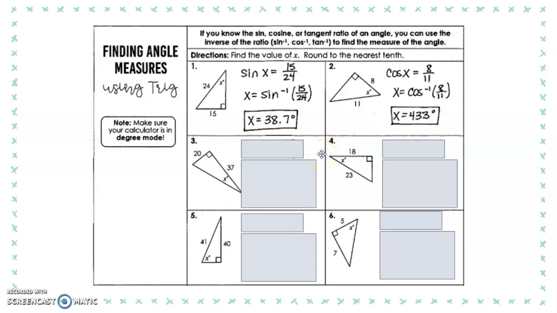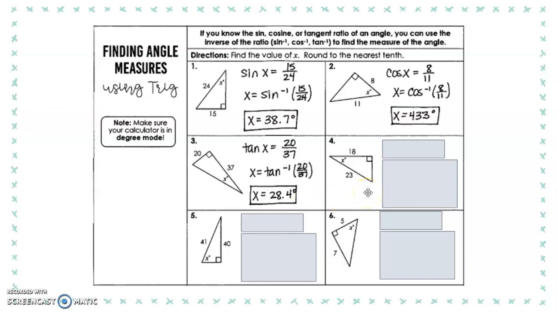Number 3, we're going to do the same way. So looking at x, we have 20 and we have 37. 20 is my opposite side. 37 is my adjacent side. So when I do this, I'm using the tangent, and I have the tangent of x equals 20 over 37. I'm going to undo tangent by using its inverse. So the inverse of tangent, and then in parentheses, my trig ratio of 20 over 37. When I plug that in and I round, I find that x is 28.4 degrees.